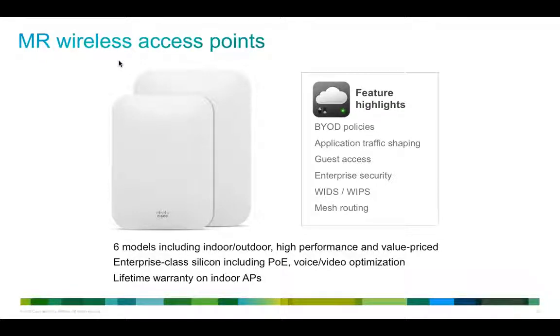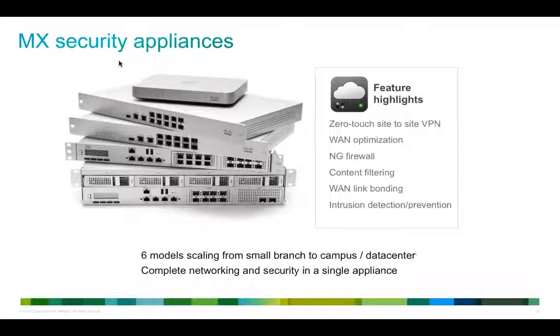One thing to mention here, all of the features that we talked about in the dashboard, guest access, wireless intrusion prevention, traffic shaping, etc., are available on each one of those models. It's not dependent on the model. The MX security appliance, we have MX60 all the way up to an MX600. Again, all of the features available on the MX60 are available on the MX600. So zero-touch site-to-site VPN, WAN optimization, content filtering, intrusion detection and prevention are available on each one of those models.